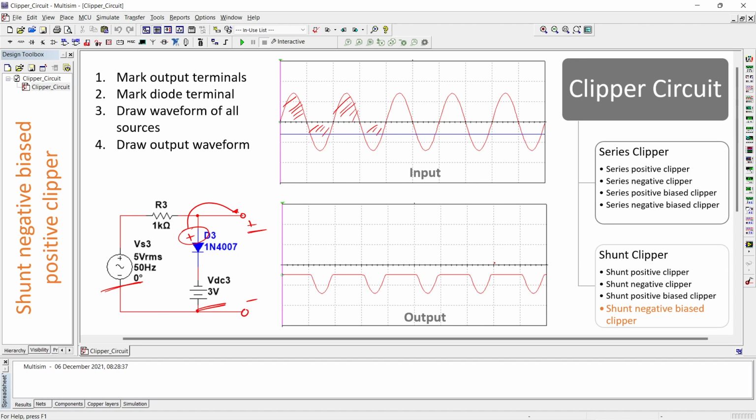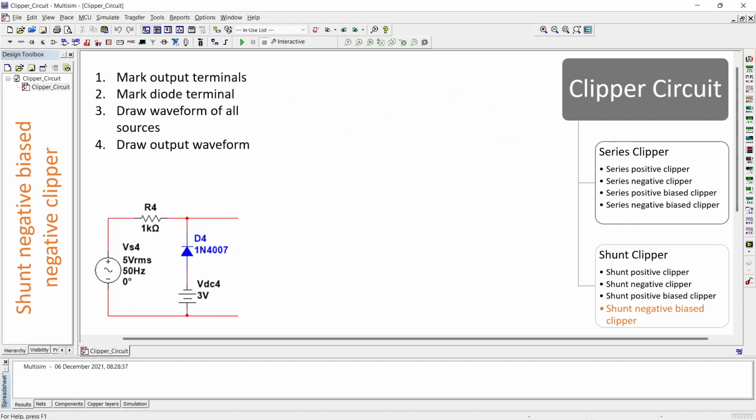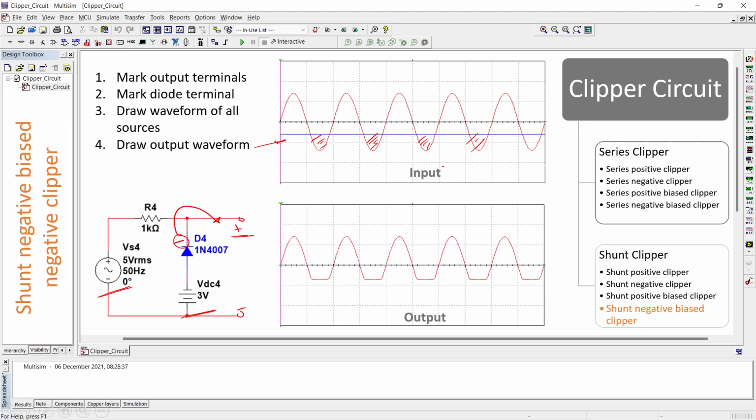Now if we go for next shunt negatively biased negative clipper, then the circuit looks like this. Step number 1, mark out the terminals positive negative. Step number 2, diode terminal. Step number 3, there are two sources and the input signal looks like this. And step number 4, the negative terminal of diode is towards the positive terminal. That means we should remove this section of the waveform. And the output waveform looks like this.